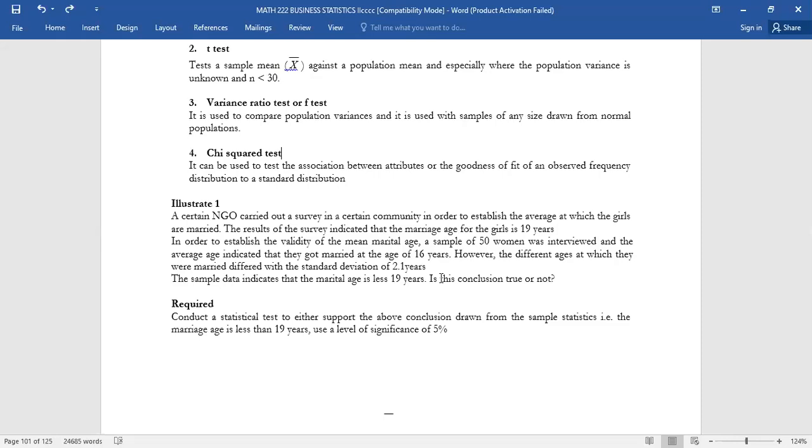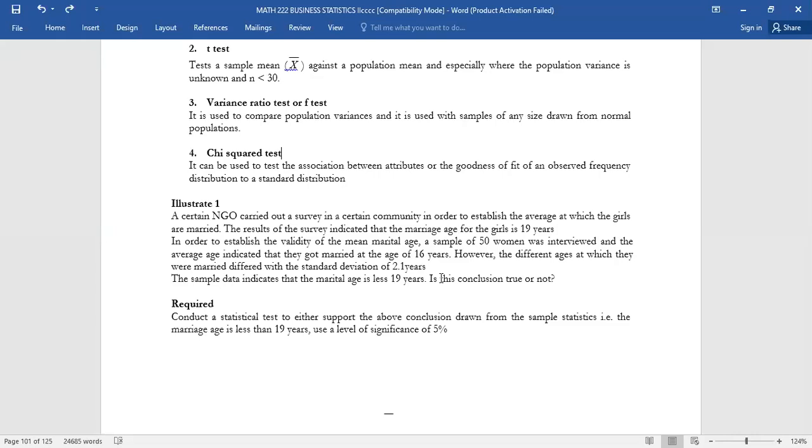Are we together? Yes. So that is our step number one. We have formulated our hypothesis. The null hypothesis is that our mean marital age is equal to 19 years. If it is otherwise, we reject. And the alternative hypothesis is that the mean marital age is less than 19 years, because we've been given some sample statistics of 16 years, which is less than 19.